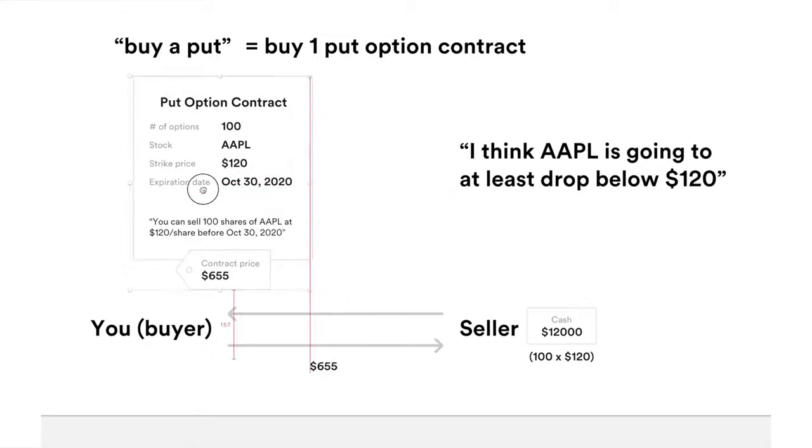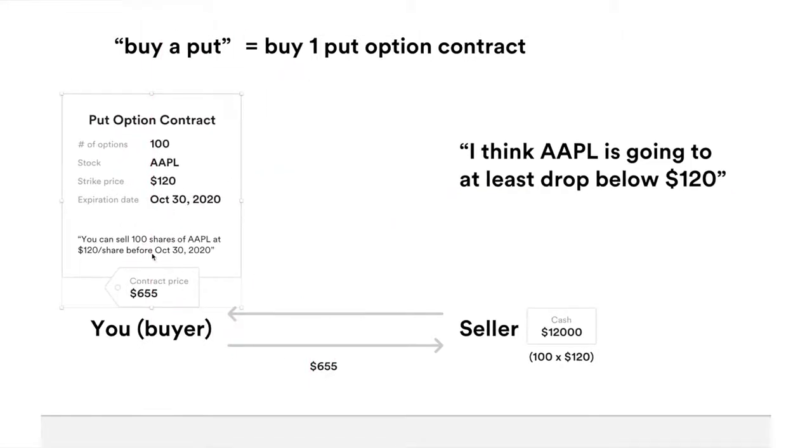Why? Because in case you want to exercise this contract, you want to sell 100 shares at 120, who are you going to sell it to? You're going to sell it to the seller, the person who sold you the put option contract. So 100 shares at 120 is 12K. That's why the seller needs to have 12K in hand, okay?